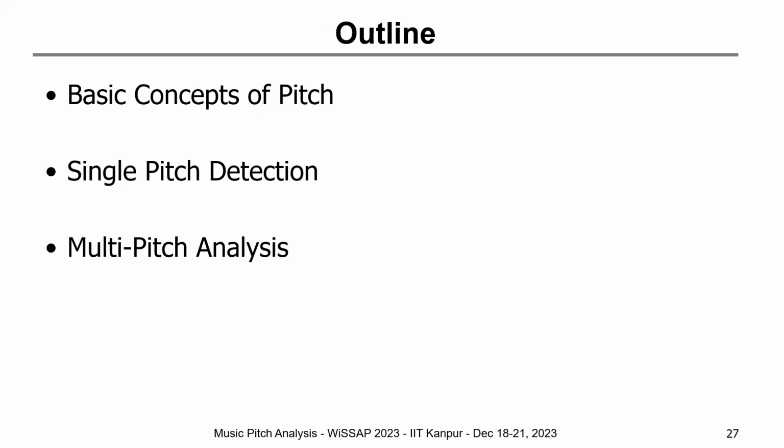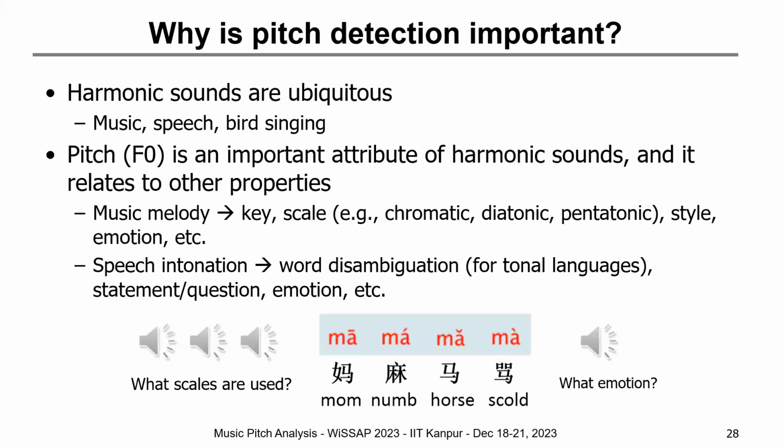Okay, so let's move on to single pitch detection. And I think this is good material to get people on board to pitch detection research. Pitch detection is very important because harmonic sounds are ubiquitous in music, in speech, and in animal sounds. And pitch is an important attribute of harmonic sounds. It relates to other properties. For example, if we are able to detect pitch of music, then we can get the melody of the music. From melody, we can infer the key, the scale, the style, the emotion of the piece.